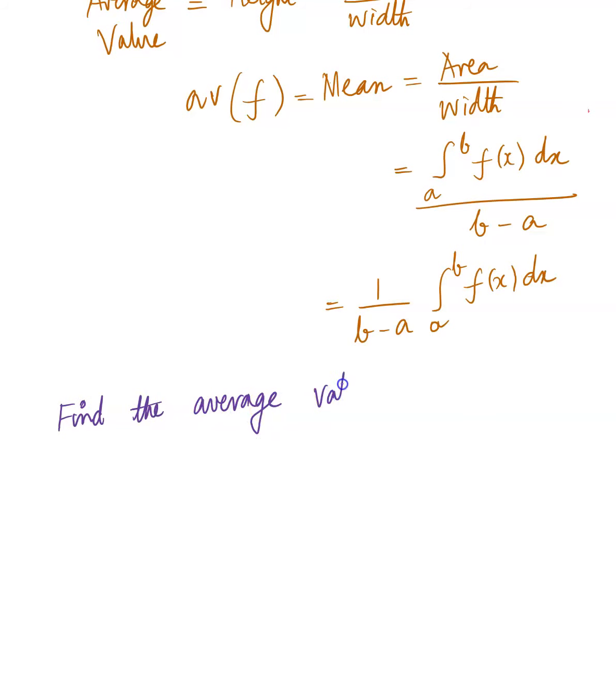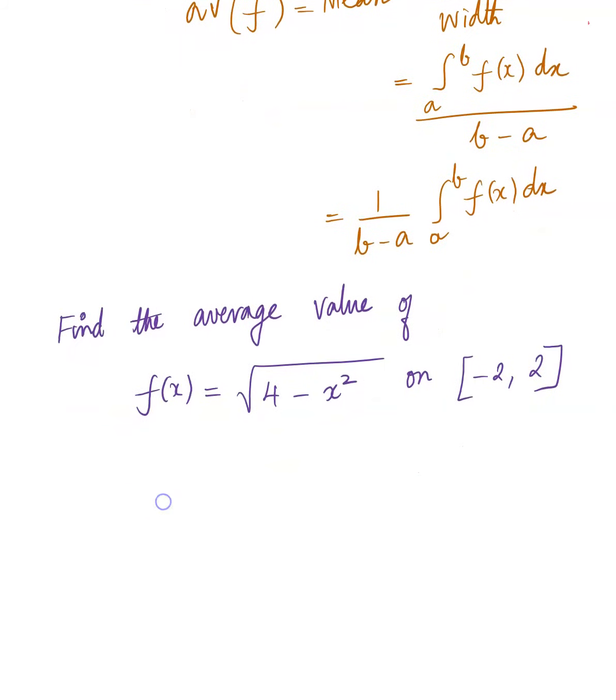Find the average value of f of x equals square root of 4 minus x squared, on the interval negative 2 to 2. We could do the same thing using the approximation, but we're not going to do that. So the average of a function is 1 over b minus a times the integral from a to b of f of x dx. That's the definition.